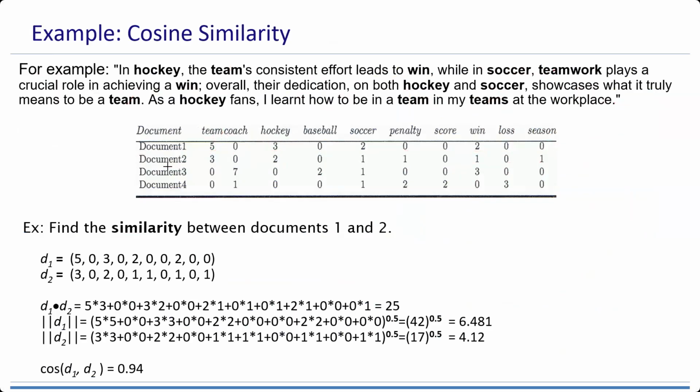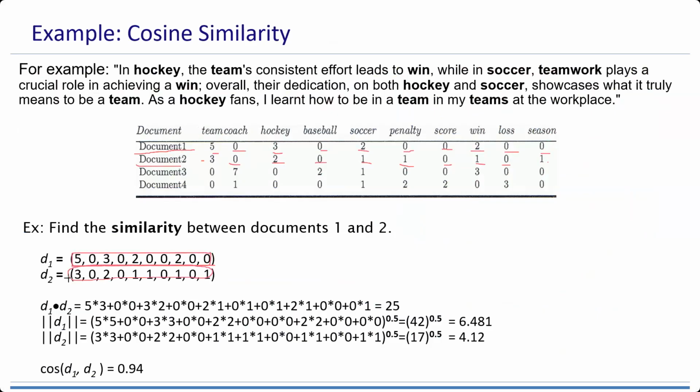In document one, we have this vector: 5, 0, 3, 0, 2, 0, 0, 2, 0, 0. And this is document one. What about document two? We have 3, 0, 2, 0, 1, 1, 0, 1, 0, 1. So this is the vector as well.